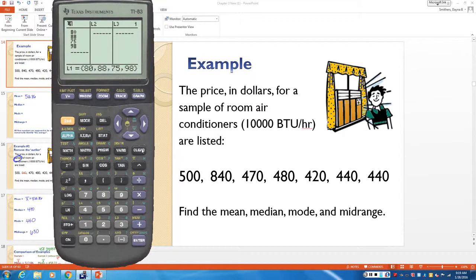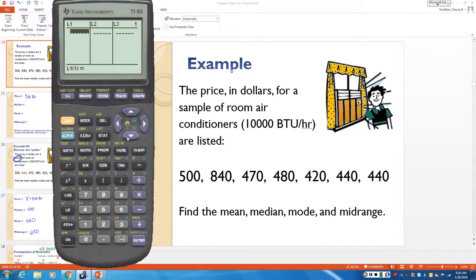Clear, the clear button, and press down. Now I have a clean slate. Does everybody have a clean slate now? Yep. Go ahead and put your list of air conditioners in.